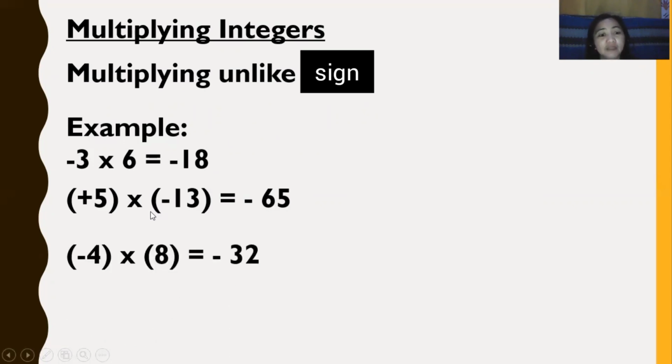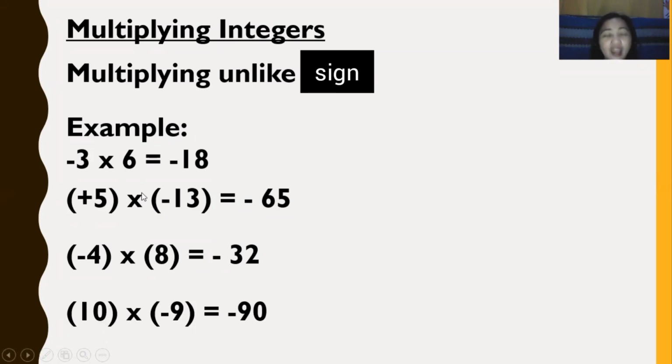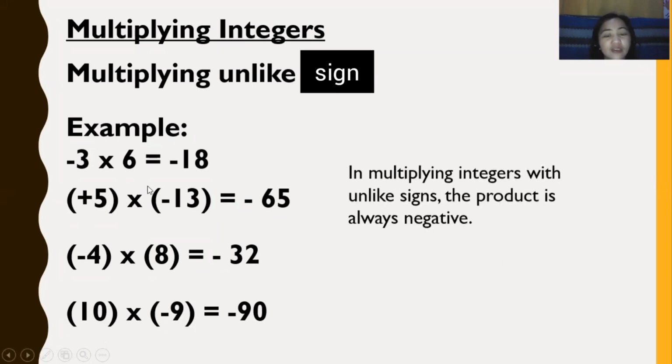Negative 4 times positive 8. The answer is negative 32. And positive 10 times negative 9. The answer is negative 90. Therefore, in multiplying integers with unlike signs, the product is always negative. So that is multiplying integers.